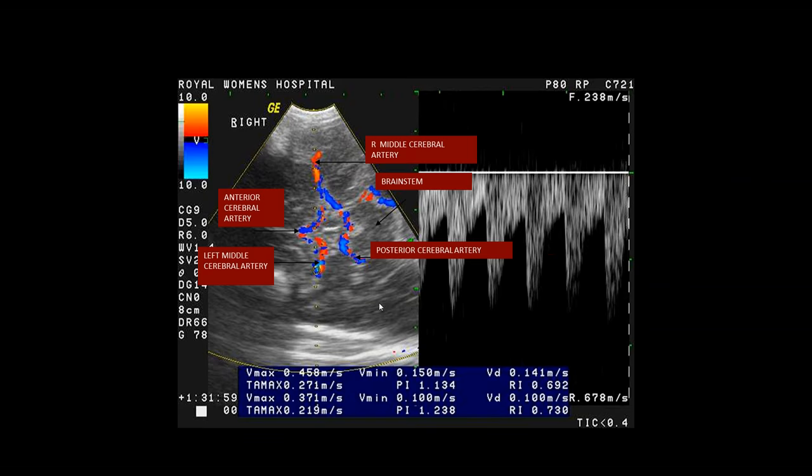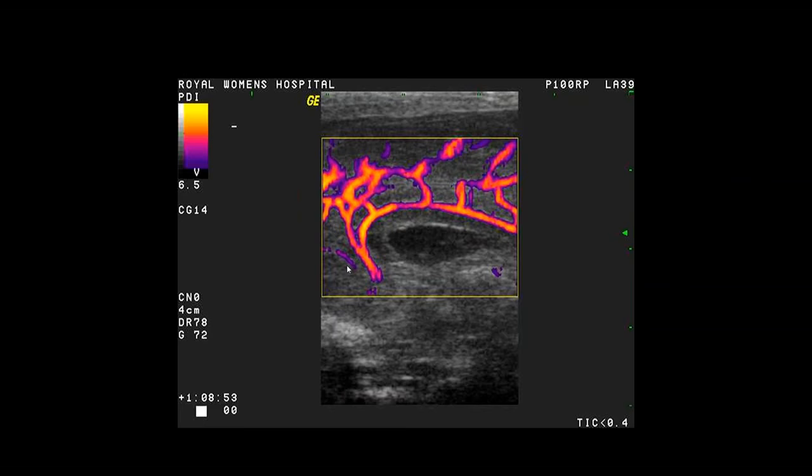You do a pulse spectral Doppler through the middle cerebral artery, and that is also helpful looking at the resistive index, which we will go through later in further slides. If you've got very low blood flow, you can often see very nice pictures of low blood flow by turning on the pulse Doppler, and you can define where your arteries are and their width and their size.